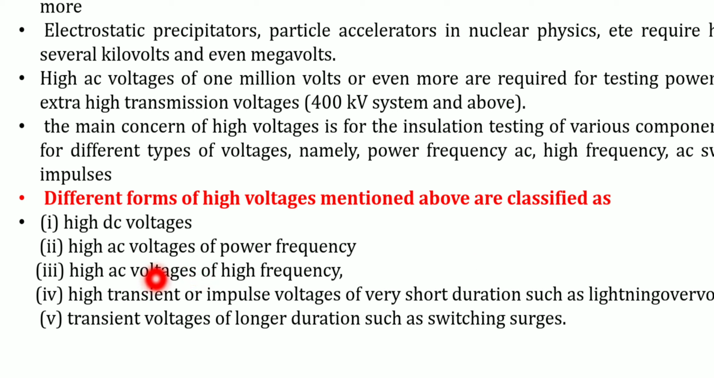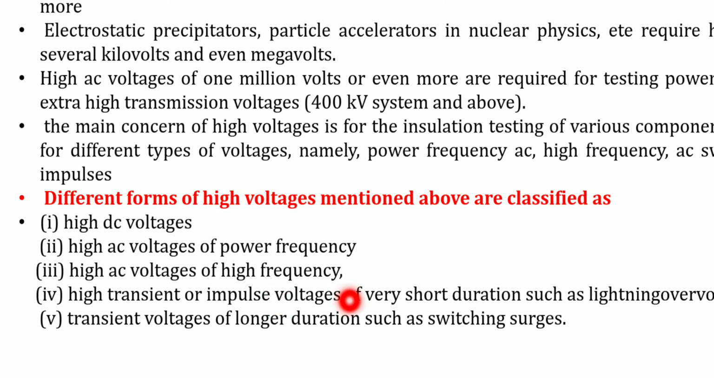So these are the different forms of high voltage. The first one is high DC, direct current voltage, and the second is high alternating current voltage, considered at a power frequency and also at a higher frequency. Next comes the high transient or impulse voltage. As I already said, an impulse voltage is one where, within a shorter span of time, the voltage may reach a peak value or drop down to 0.